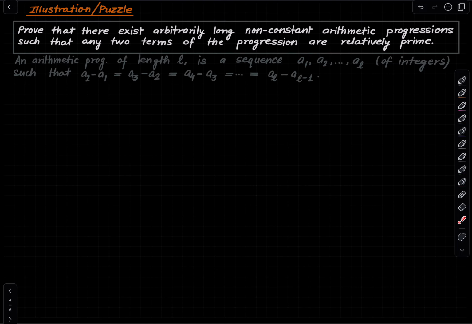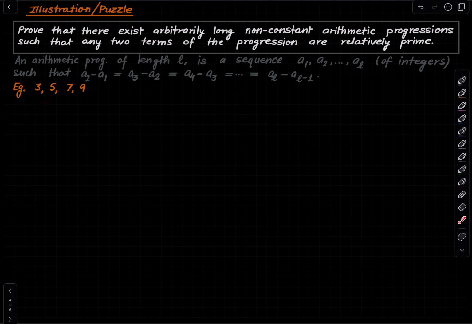Okay. And for example, you can take 3, 5, 7, 9, and so on. This is an example of an arithmetic progression. But if you want it to be of certain length, this is an example of a length 4 arithmetic progression. The successive differences are constant. They are all equal to 2.